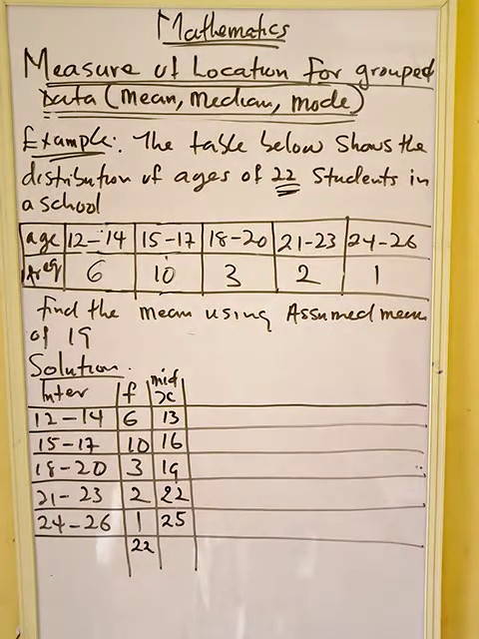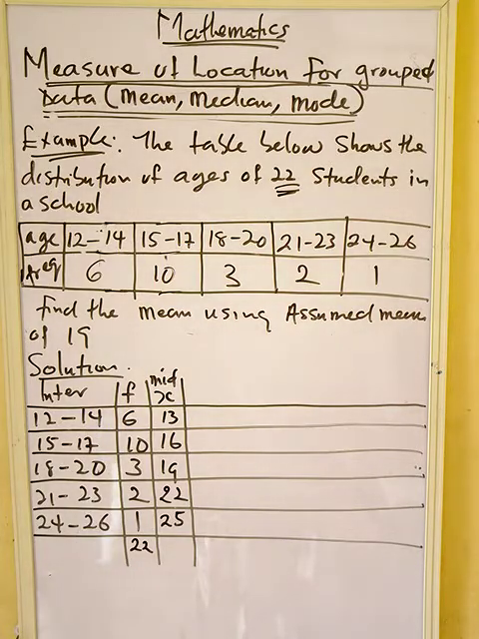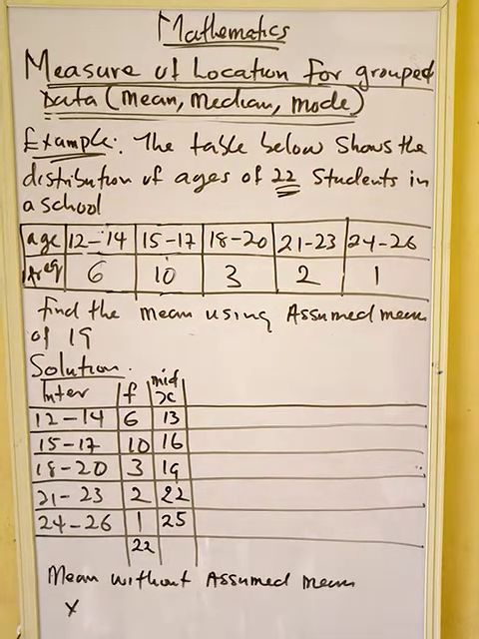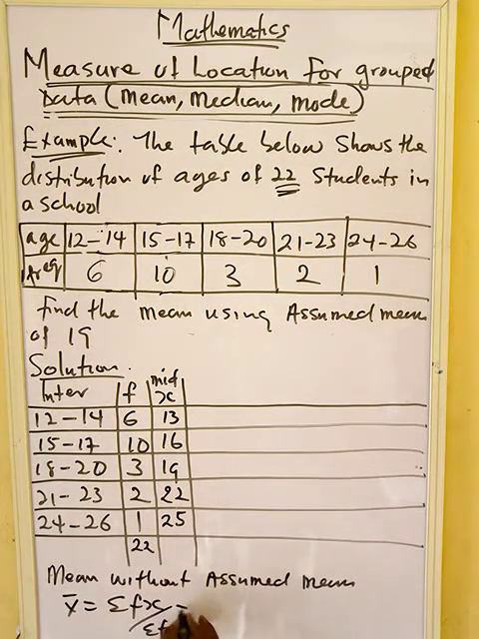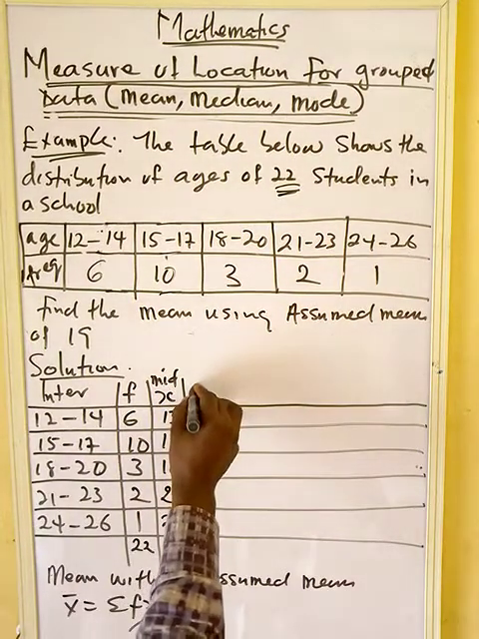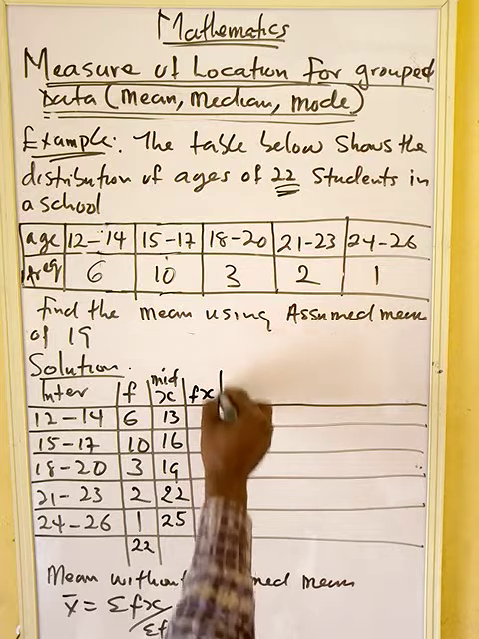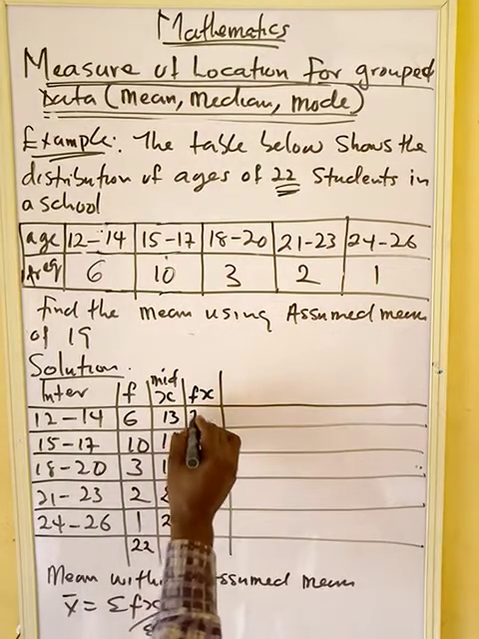So from here now, we want to solve for our mean. Let's first of all solve for our mean without assumed mean. Without assumed mean will now be equals to summation fx over summation f. So we need summation fx. That means we need to multiply our f by x. So our f by x will be 6 times 13, which will give us 78.